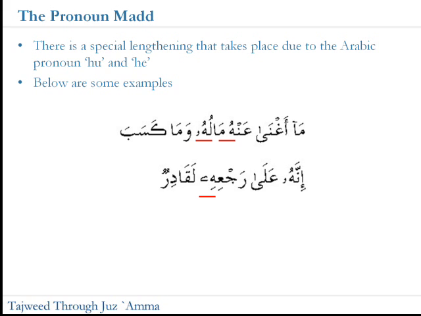Here's another case. So we've got raja'ihi, and the "hi", which is the pronoun, is being lengthened to 2, and the small symbol, which some people call a ya symbol, is indicating that the pronoun is being elongated to 2 long, so it's known as the pronoun mad.